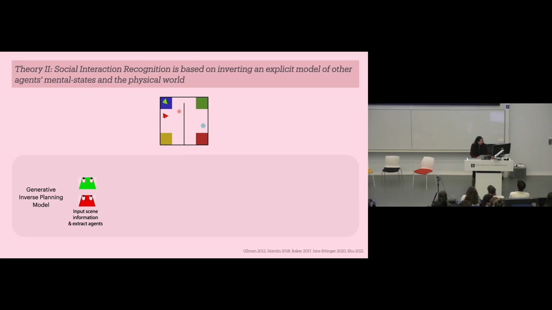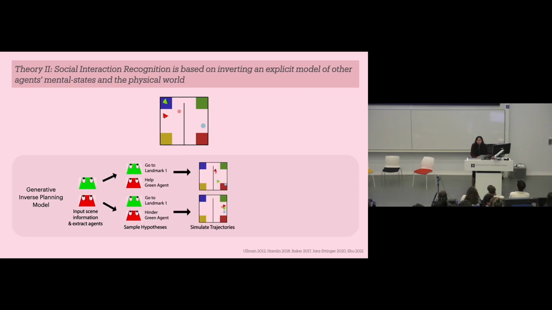Now, on the other hand, there is this popular theory that suggests that social interaction recognition is based on an explicit model of other agents' mental states and the physical world. These are often instantiated by these generative inverse planning models. So if humans were using something like an inverse planning model to infer this scene, they would essentially sample and simulate hypotheses from a generative world model and match this with the current observation to make a final prediction. Now, importantly, this sampling and simulation of hypotheses is based on explicit world knowledge, making it fundamentally different from the bottom-up first theory that I just showed you.